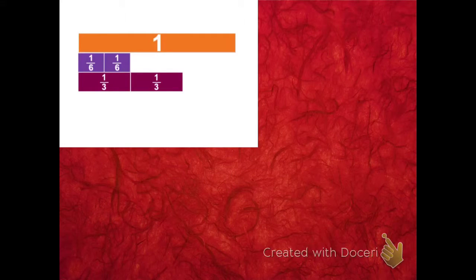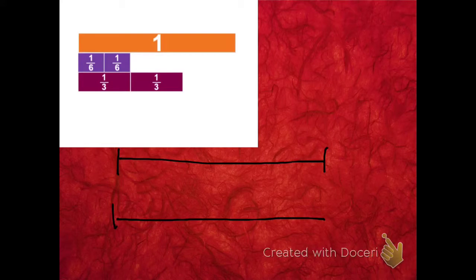It's the same as when we compare fractions using fraction strips, but instead of using fraction strips, we're going to use number lines. So here I'm going to line up my 2 number lines, make sure they're even, and I'm going to label my zeros, and I'm going to label my ones. Then I'm just going to draw it out.